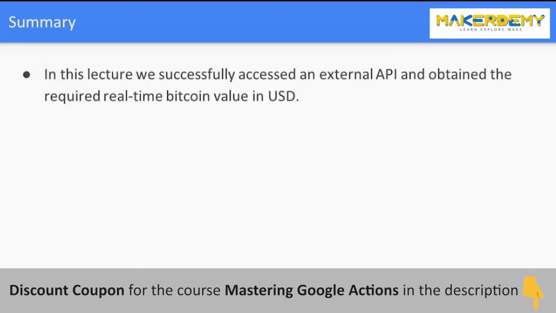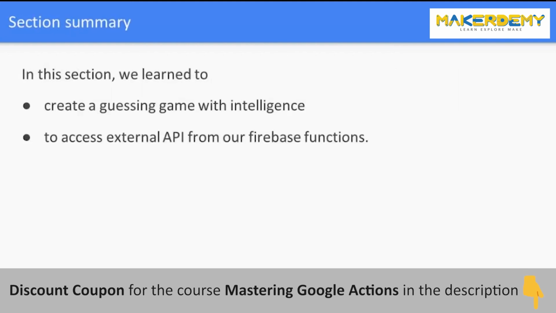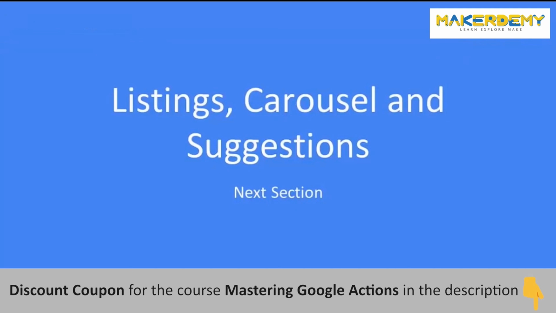Summary. In this lecture, we successfully accessed an external API and obtained the required real-time Bitcoin value in US dollars. With this lecture, our section comes to an end. Section summary. We learned how to create a guessing game with intelligence and then how to access an external API from our Firebase functions. In the next section, you will learn how to use helpers for creating better actions with more functionalities.